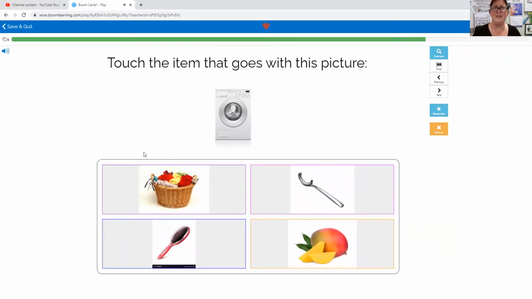What item goes with the washing machine? The laundry basket, spoon, hairbrush, or mango? The laundry basket. Yep.